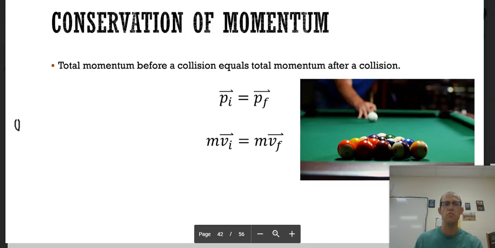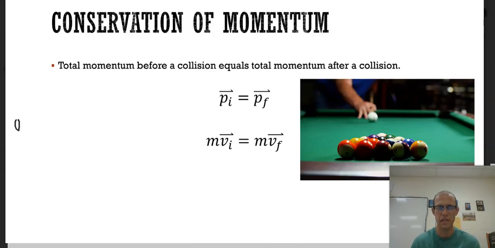All right, next comes conservation of momentum. When we think of conservation, we are trying to keep everything. We're not trying to lose anything. We're conserving it. So when we talk about momentum, total momentum before a collision equals the total momentum after a collision. So if you have an object like a ball and it has such momentum, mass times velocity beforehand, after it collides, it's going to have the same amount of momentum.